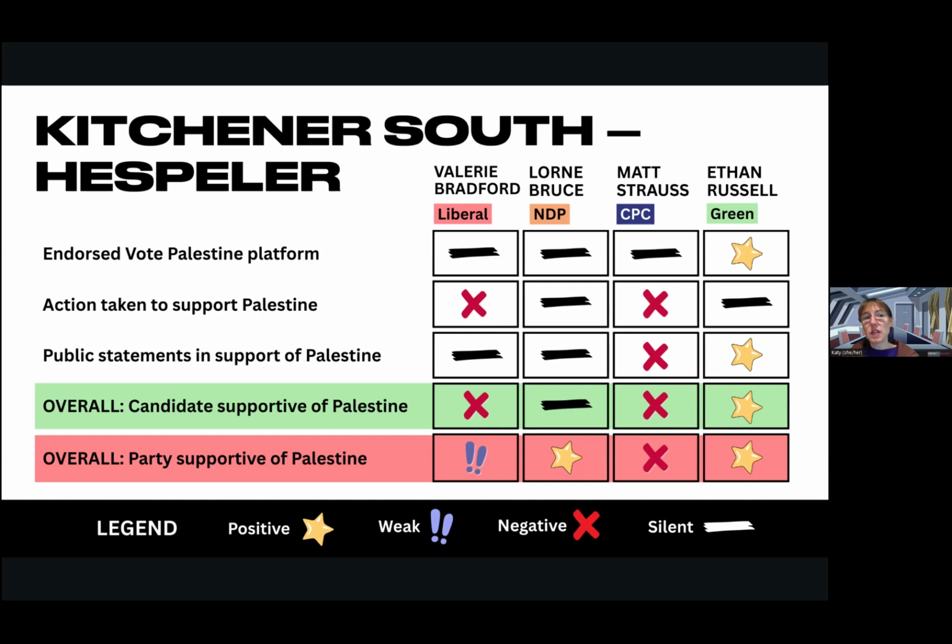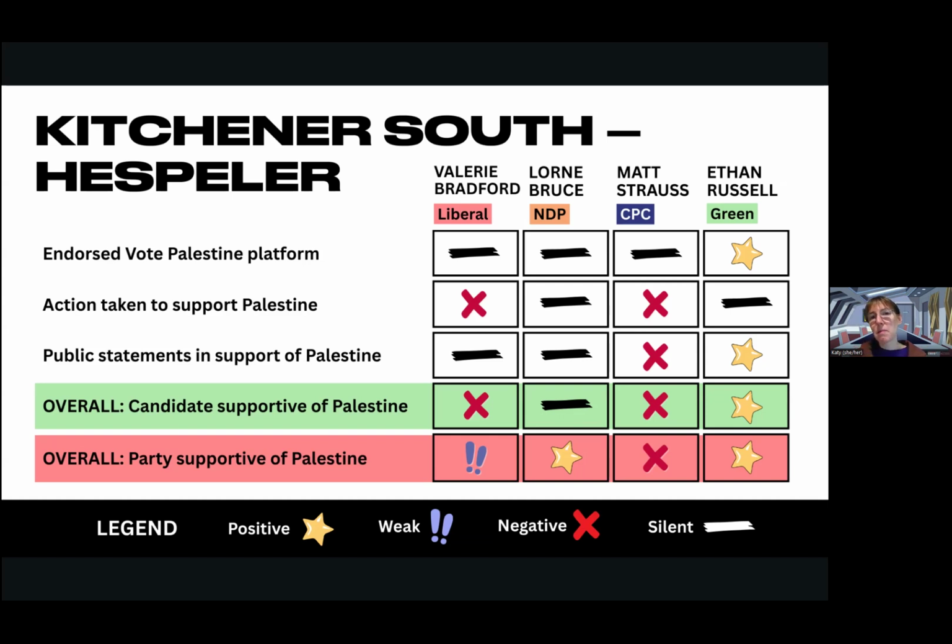Ethan Russell, the Green candidate, did endorse the platform, has made public statements of Palestine, but similar to some other candidates, doesn't seem to have taken any actions. So he does support Palestine and has shared that in public forums, but hasn't actively done anything.